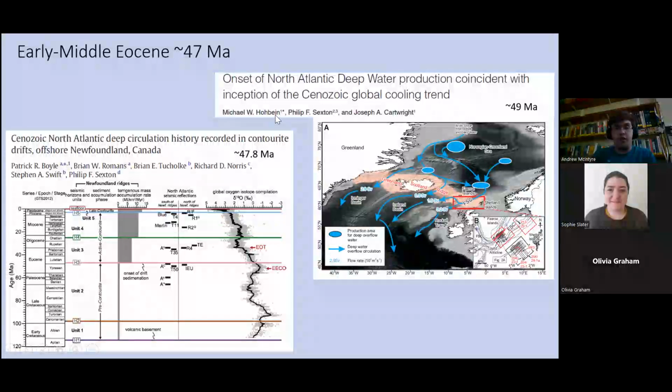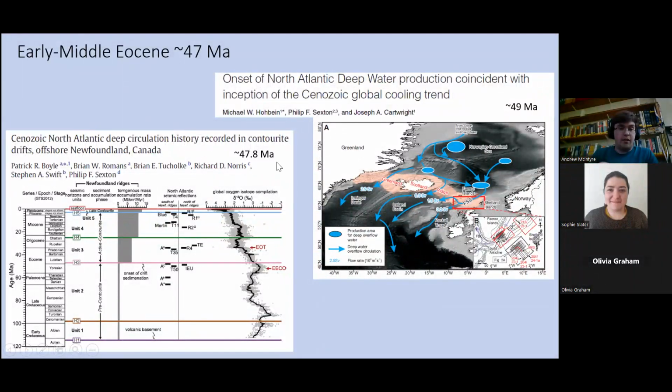One from Hutchinson et al. 2012, and they suggest that around 49 million years ago, deep water formation was occurring within the Norwegian Greenland Sea region, and it flowed across the Greenland-Scotland Ridge into the North Atlantic for the first time. And this was a really interesting finding from sedimentological evidence, and we look to provide some of the geochemical evidence to support this in a few slides' time.